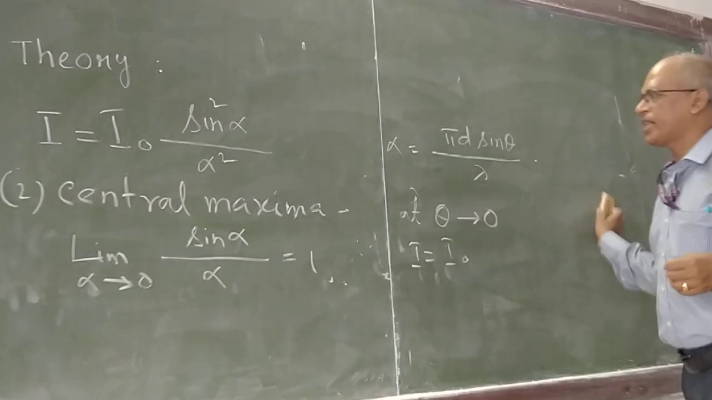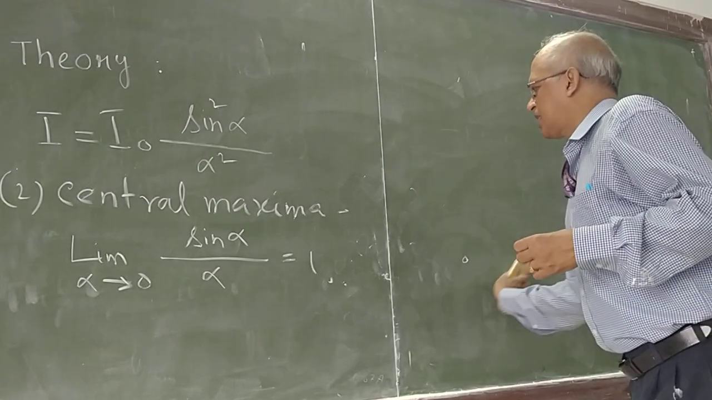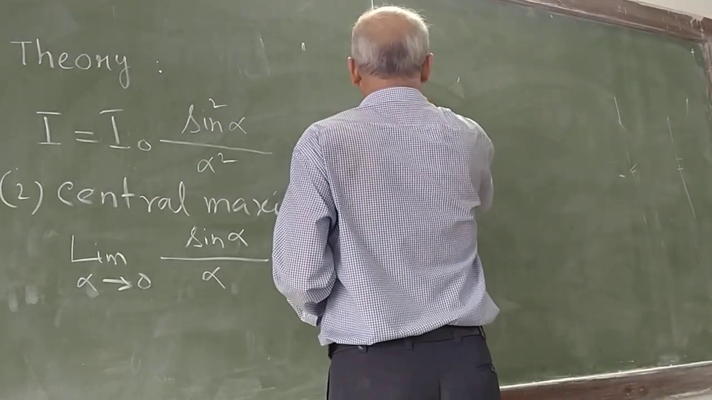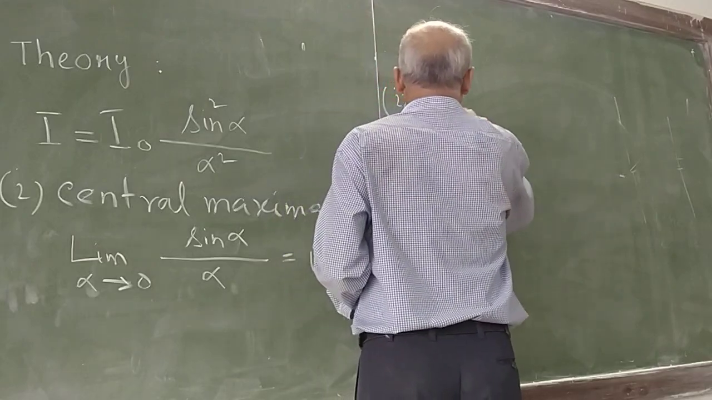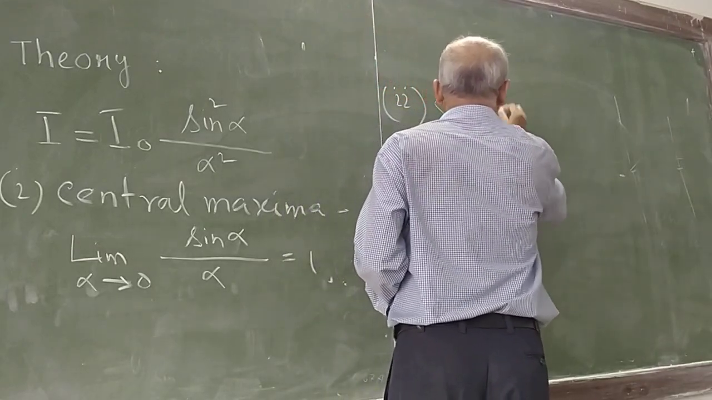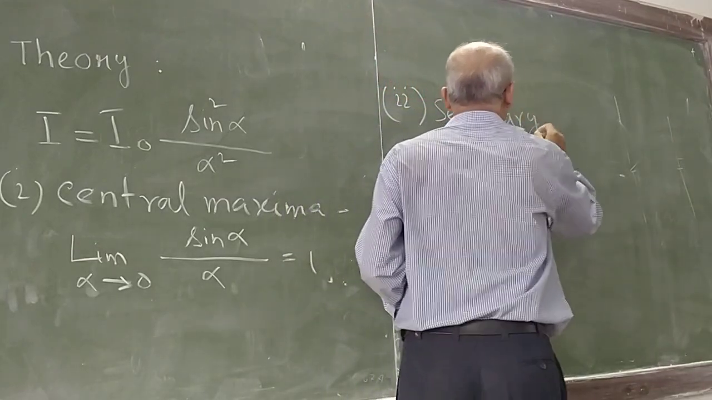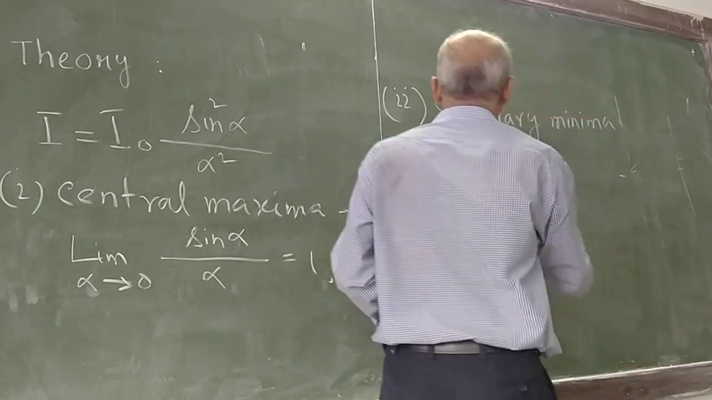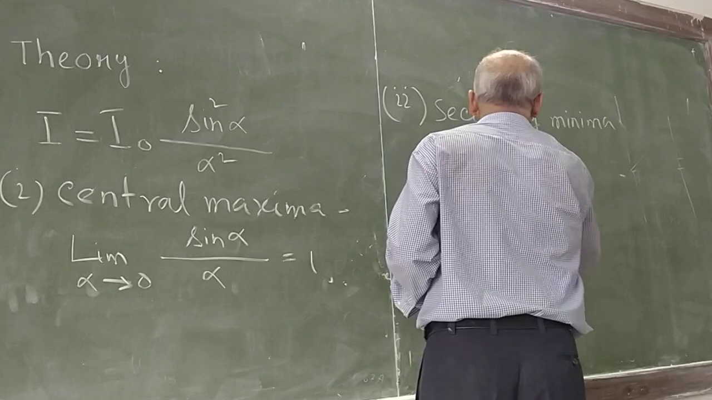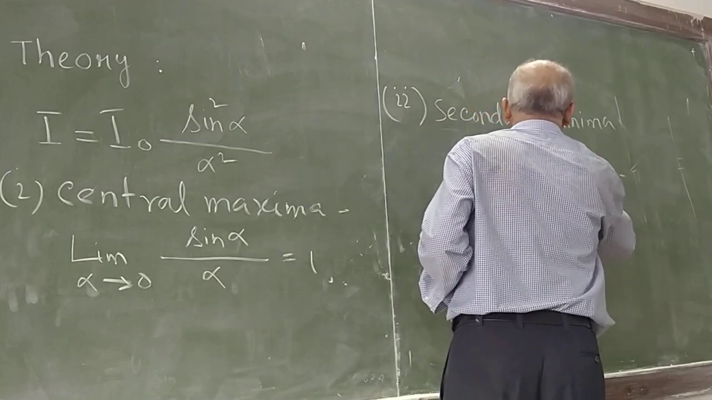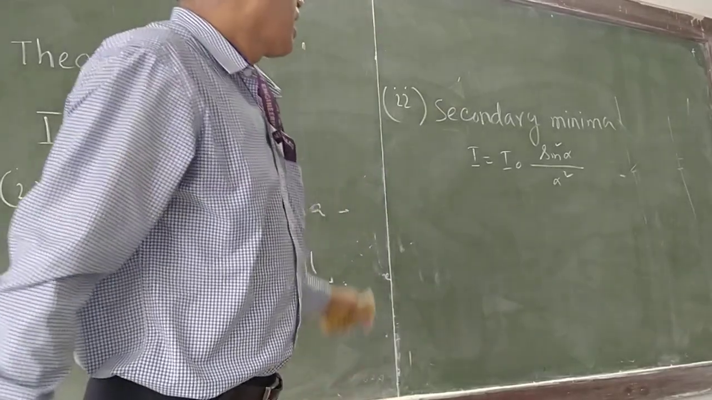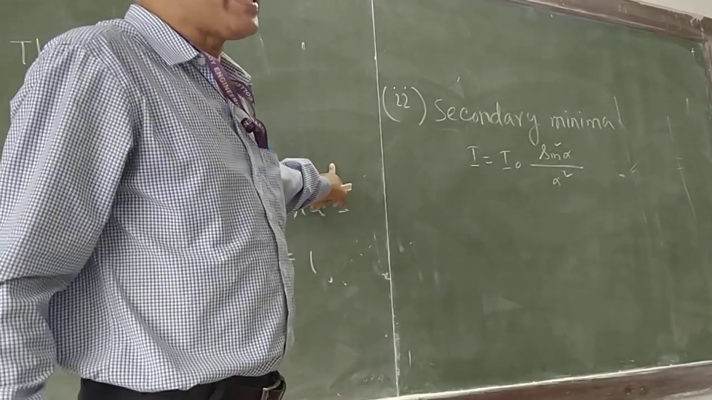Done. Second point: minima. Again I write I is equal to I naught sin square alpha by alpha square. Now, where do you get the secondary minima?